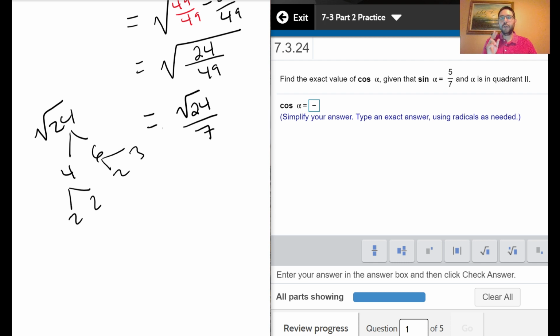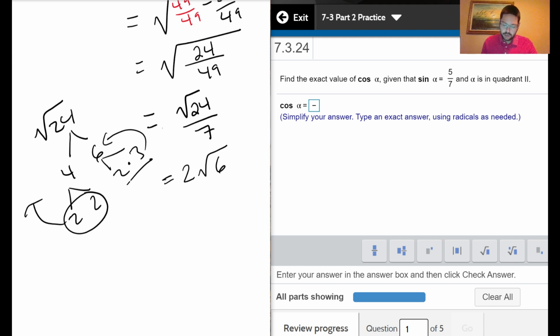So we're looking for pairs, right? We have a pair of 2's that we can pull out. There are no more pairs here. So I'm going to pull the pair of 2's out, and then the rest just stays in. The 2 and the 3 stay in, multiply together, and I get 6. And then I have this over 7.